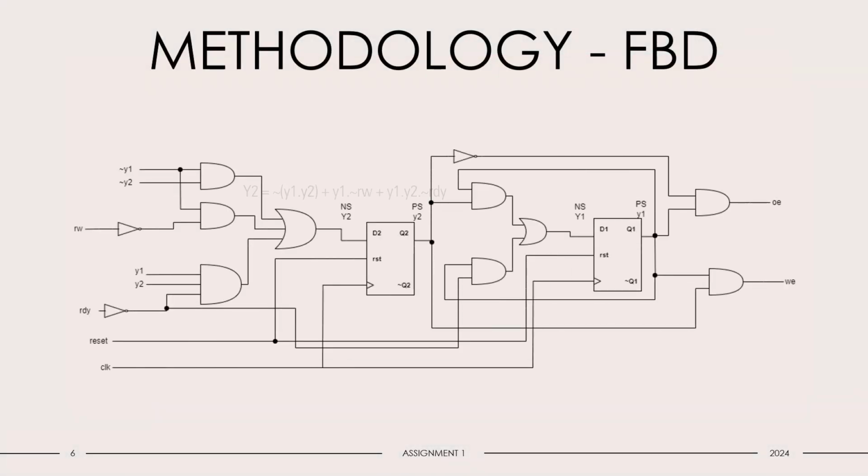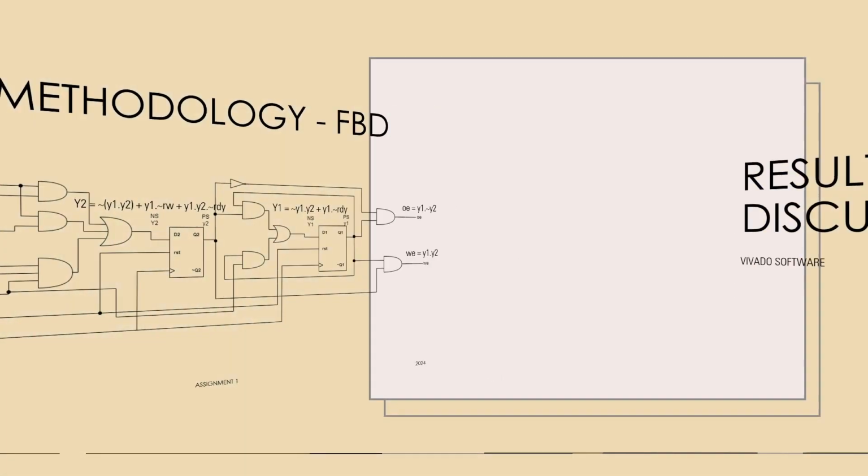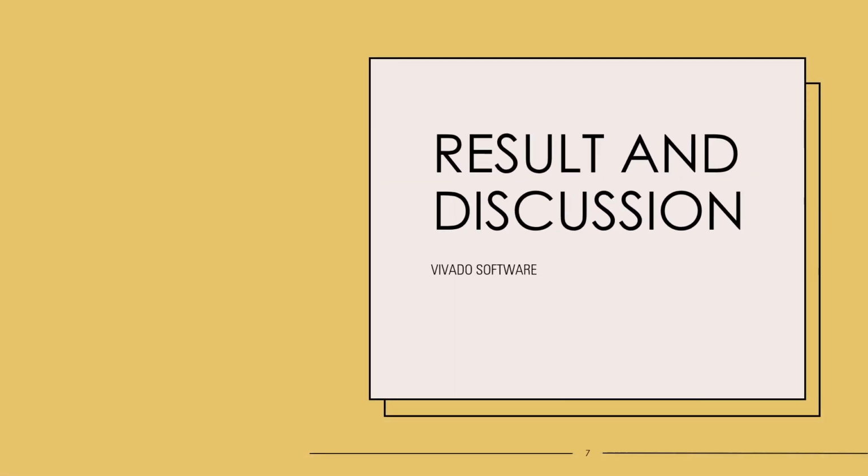As you can see, the circuit can be validated by using this Boolean equation. Okay, next we go to the result discussion, where on the Vivado software we show the codes and the timing diagram result.